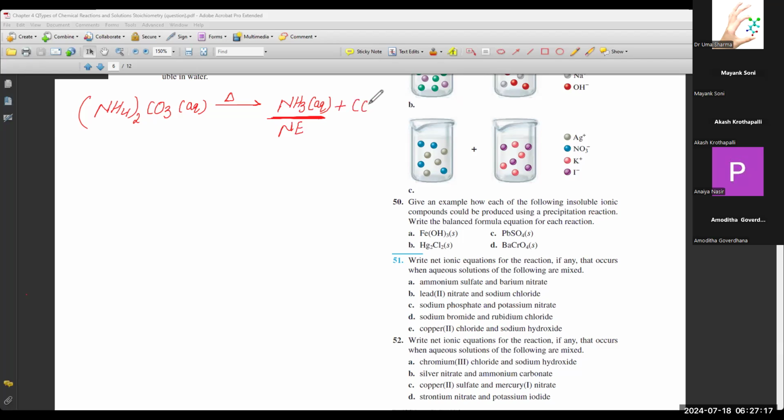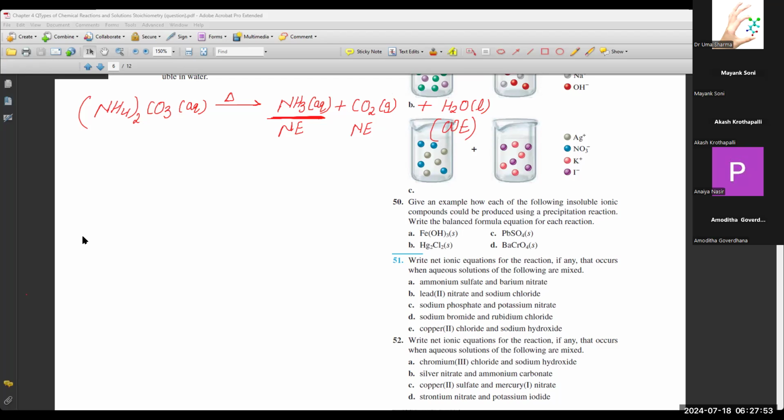Yes, CO2 gas. Is it an electrolyte or non-electrolyte? Non-electrolyte. What else is formed? You have to balance your hydrogens. Water. Is it an electrolyte or non-electrolyte? You can call this one a weak electrolyte. Slightly weak. Amodita, when it is pure, it's a non-electrolyte. But there is some dissociation. So just put it in the category of weak electrolyte.